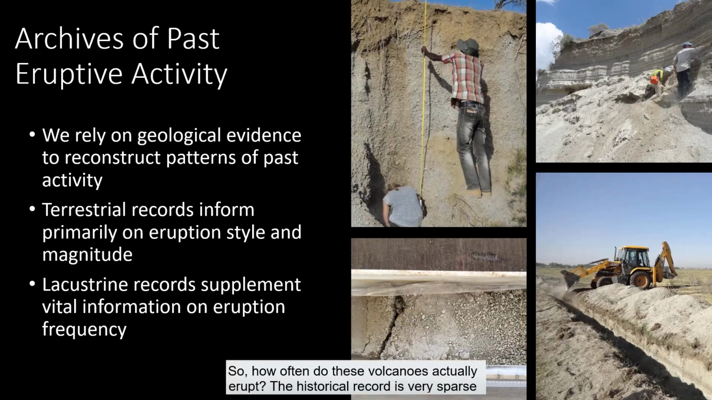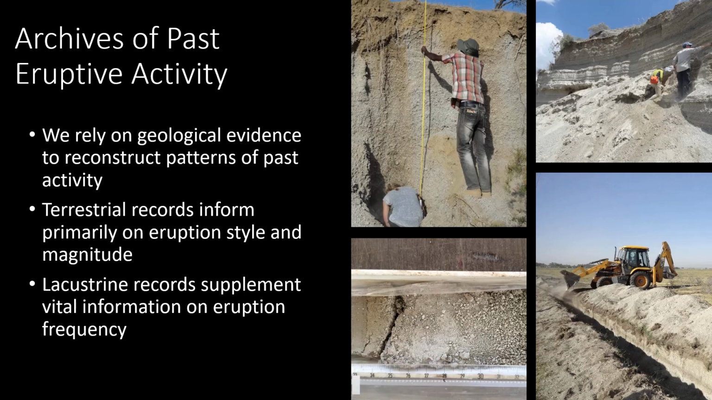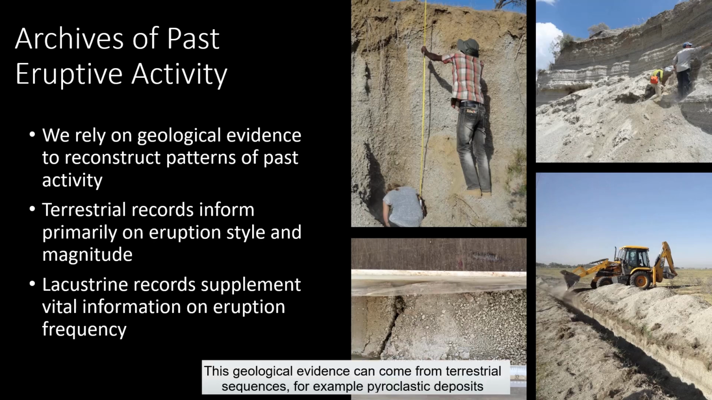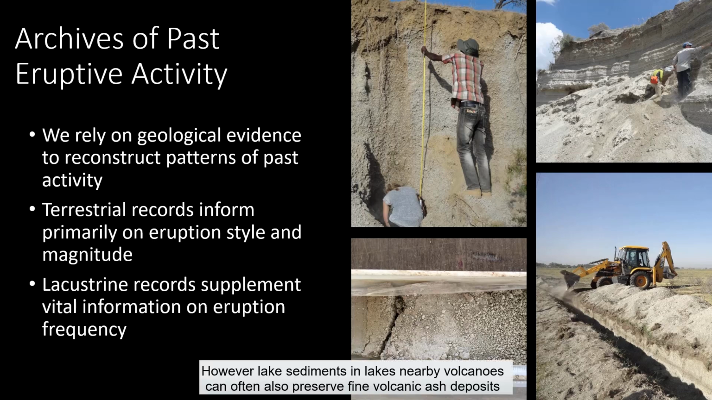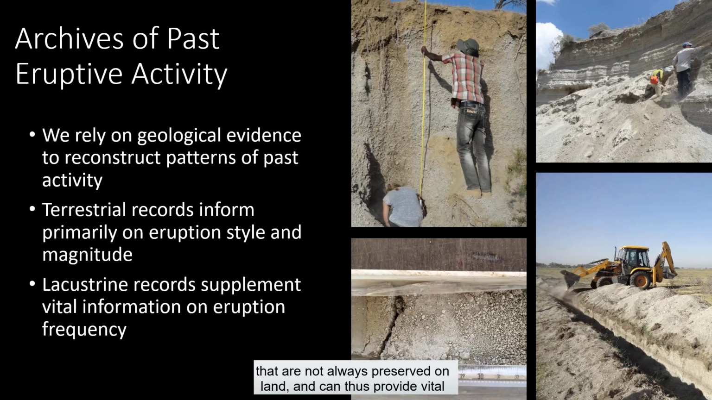So how often do these volcanoes actually erupt? The historical record is very sparse and provides very little to no detail, so we have to rely almost entirely on geological evidence. This geological evidence can come from terrestrial sequences, for example pyroclastic deposits, which we can log and measure to understand eruption style and magnitude. However, lake sediments in lakes nearby volcanoes can often also preserve fine volcanic ash deposits that are not always preserved on land, and can thus provide vital additional information on eruption frequency, particularly for moderate-sized eruptions.